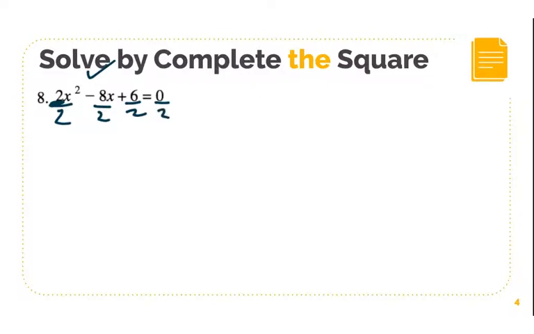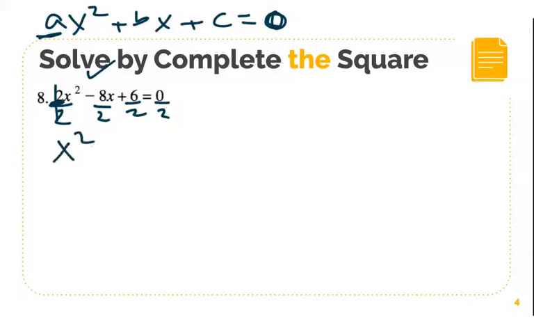So that a term, remember ax squared plus bx plus c equals 0. If that's a number greater than 1, you divide everything by that number. You could even do it with 1, but it just wouldn't change anything. So these cancel out, I get x squared. And then 8 divided by 2, -4x. 6 divided by 2 is plus 3. And 0 divided by 2 stays 0.